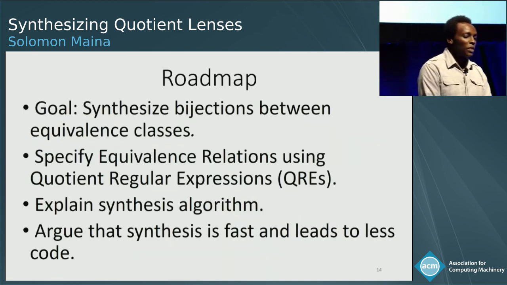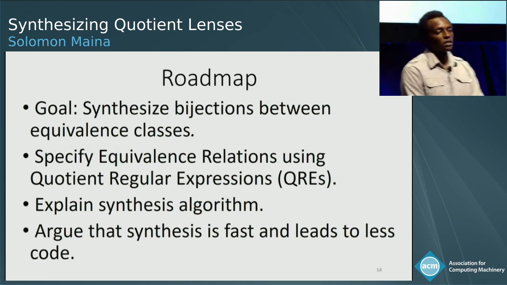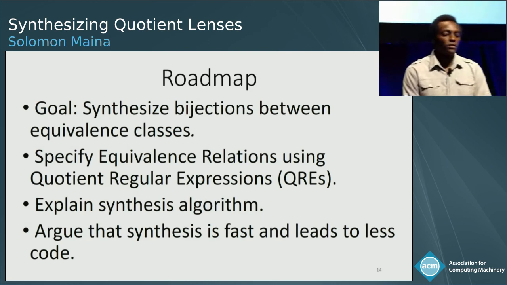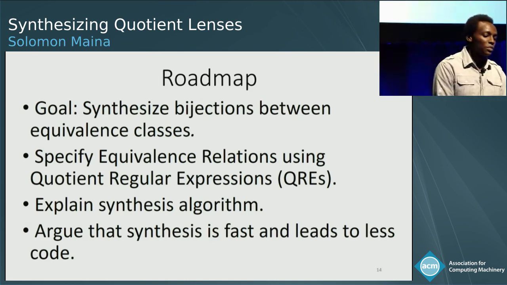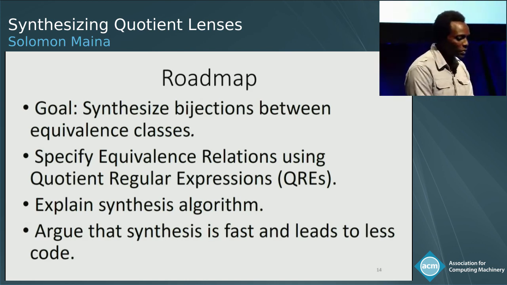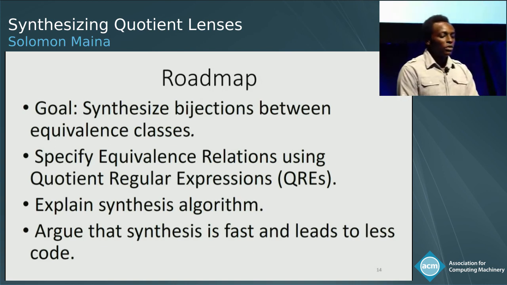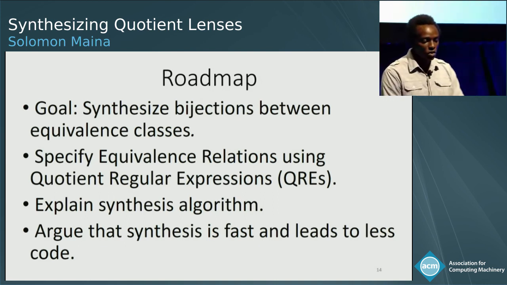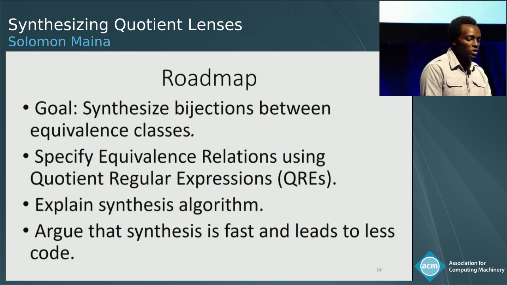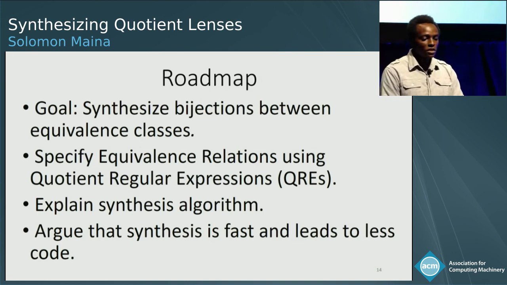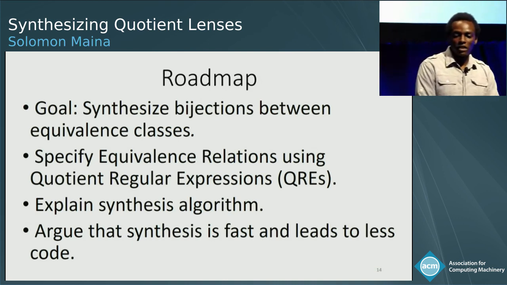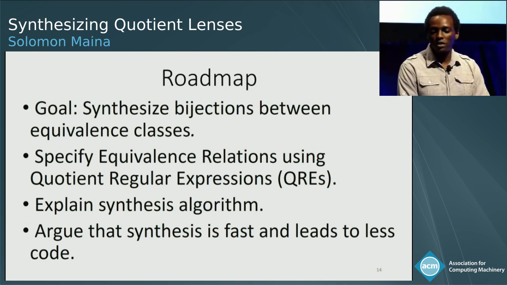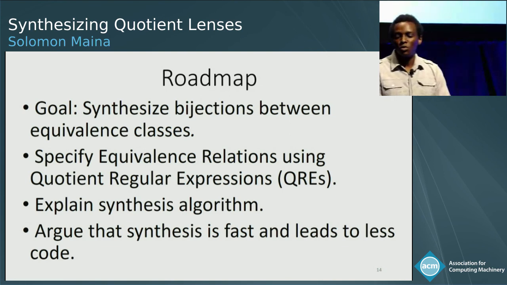The plan for the rest of the talk is that the goal is to synthesize bijections between equivalence classes. To do this, I will first talk about how we specify equivalence relations on regular languages using what we call quotient regular expressions. This is one of the contributions of our work. After explaining this, I will go over the synthesis algorithm, and then in the last part of the talk, I will argue that synthesis is fast and leads to less code.